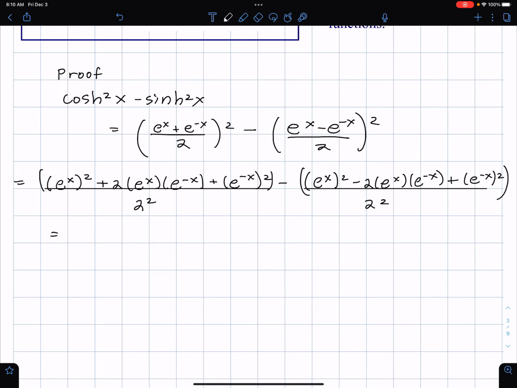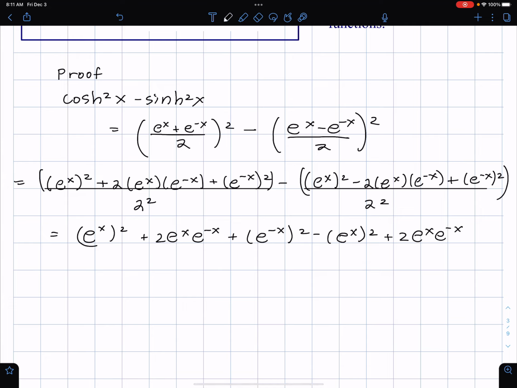So let's see, we have e to the x squared plus 2 e to the x, e to the negative x, plus e to the negative x squared, minus e to the x squared, plus 2 e to the x, e to the negative x, minus e to the negative x squared.